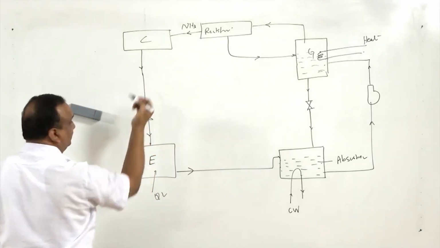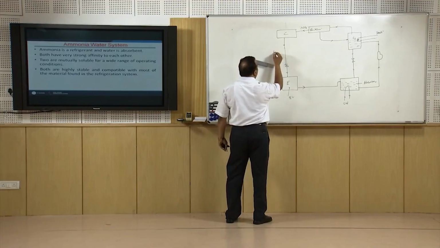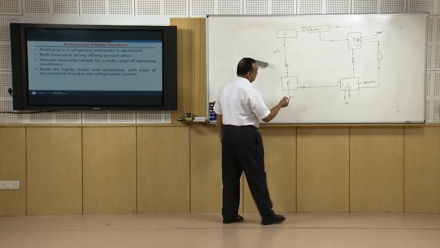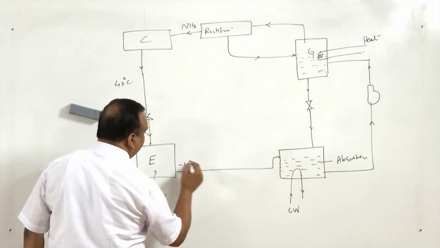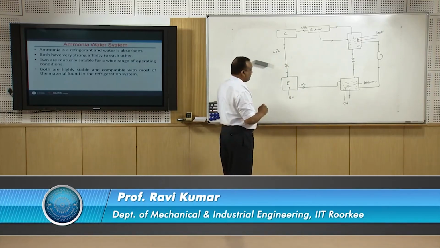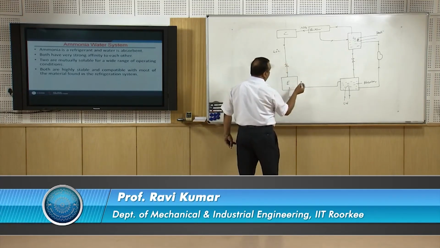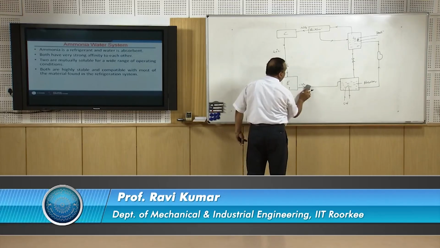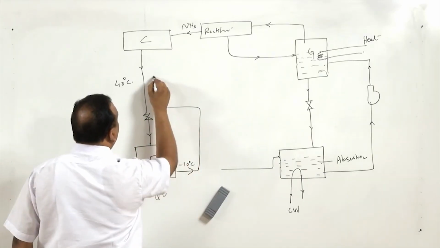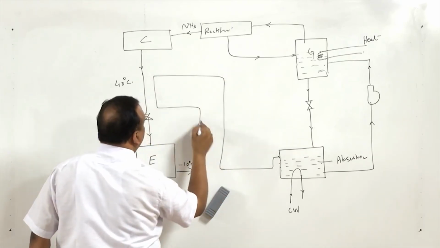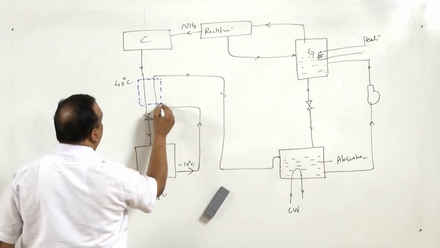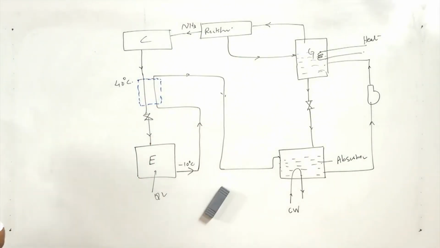This condenser vapor, let us say it is at 40 degree centigrade, and this evaporator vapor may be around, let us say, minus 10 degree centigrade, and in any case it is going to get heated here during this process. So, a heat exchanger can be provided. Instead of directly going to the absorber, it passes through a heat exchanger and then it goes to the absorber, and this heat exchanger is provided to facilitate heat exchange between these two fluids.